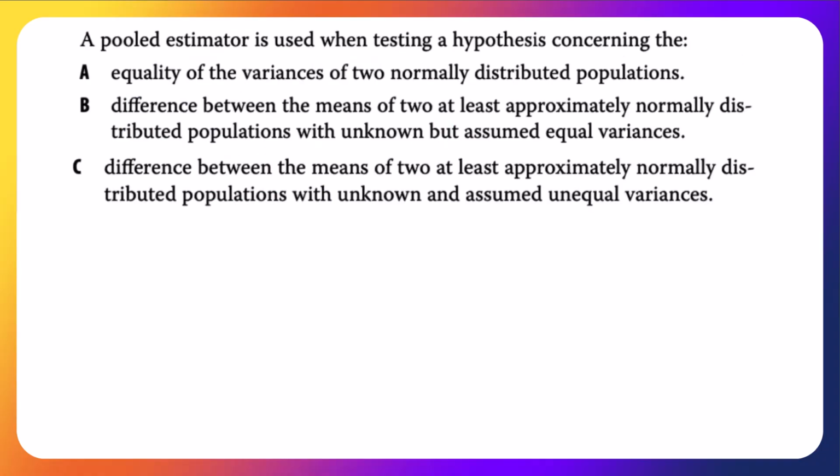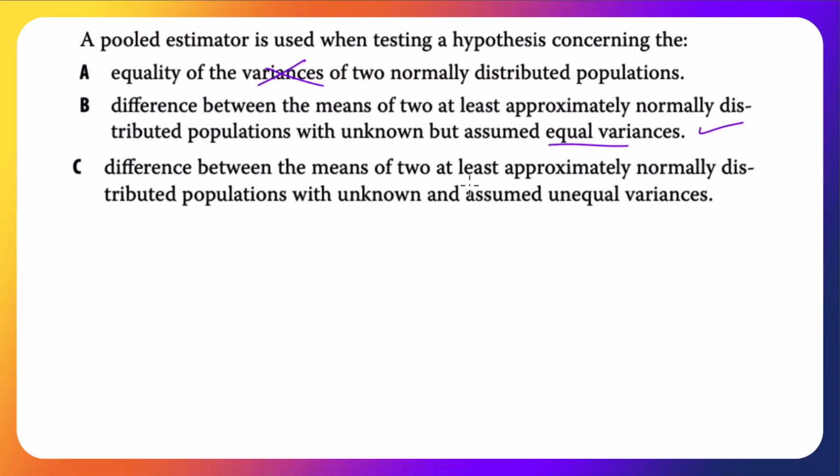A pooled estimator is used when testing a hypothesis concerning the... And what are we doing when we pool? Well, what are we pooling, first of all? We're pooling variance. If we have two samples that we feel are independent, and we're testing the differences between the means of those samples, we can pool the variance. But it's a test of the differences between means. So it's testing hypotheses concerning the equality of the variances. Nope, we're pooling the variances. We're not testing the variances. Difference between the means of two at least approximately normally distributed populations with unknown but assumed equal variances. Yes, we assume they're equal variances, which is why we can pool them.